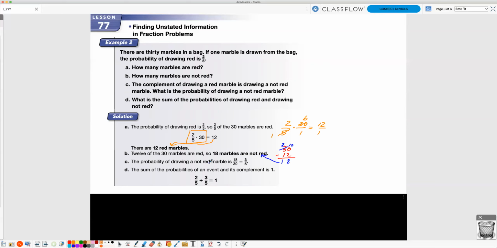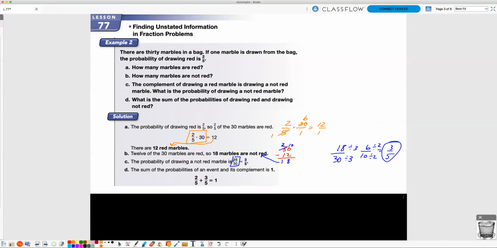And the probability of drawing a not red marble would then be 18 out of 30, which reduces to 3/5, because 18 over 30, both of these are divisible by 3 for sure. And this would end up being, in this case, that would be 6, and then that'd be 10. This would be divisible. They're both going to be equal to 2 in this case. So that would be 3/5. So I'd end up with 3/5 for the probability of drawing a not red marble. So anything other than red.